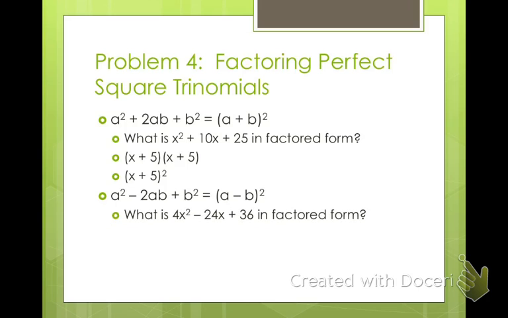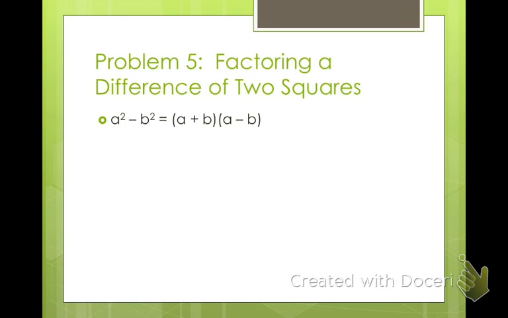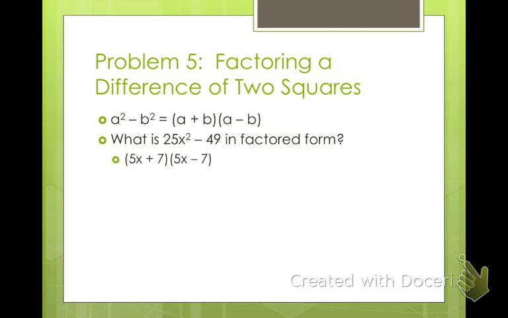And then subtracting is the same thing. And then when we have a difference of two squares, if we have like x squared minus 9, that'll be x plus 3 times x minus 3, because when you do the outer inner, you're going to get a positive 3x and a negative 3x, and they're going to cancel every time. So like this one is 5x plus 7 times 5x minus 7.